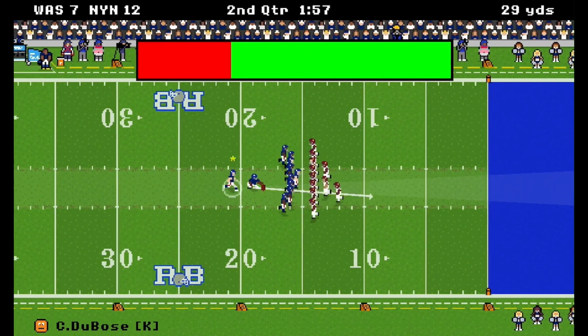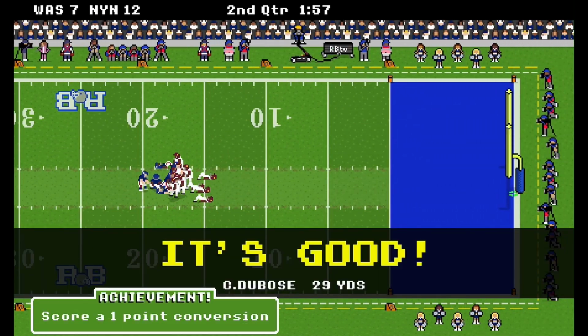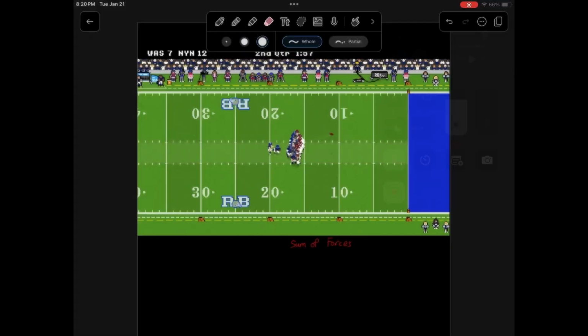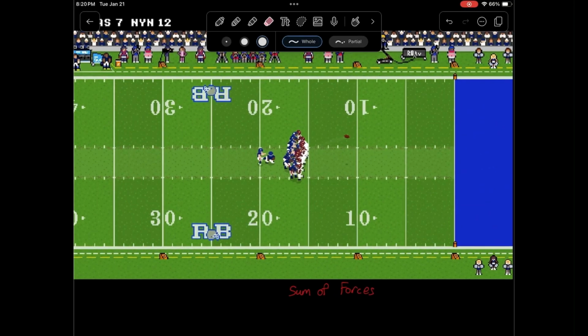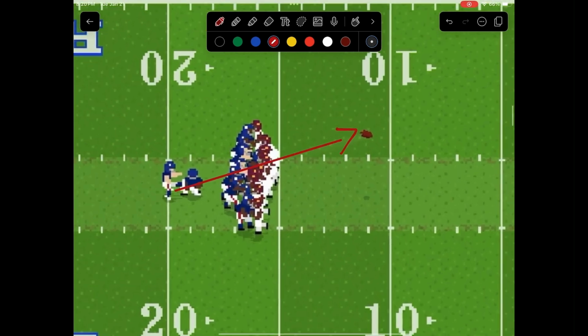Today we're going to be calculating the sum of forces acting upon a football after it's been kicked by a professional football player in the Retro Bowl. The player kicks the ball with a force of 1500 newtons towards the upper right side of the screen at an angle of 20 degrees.